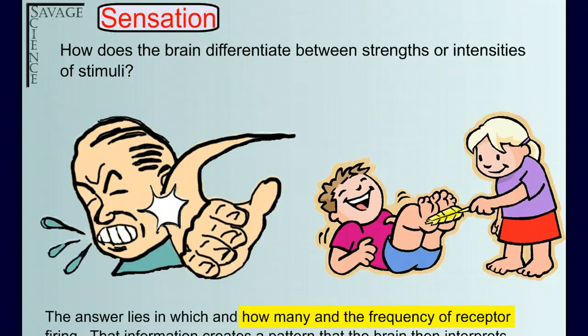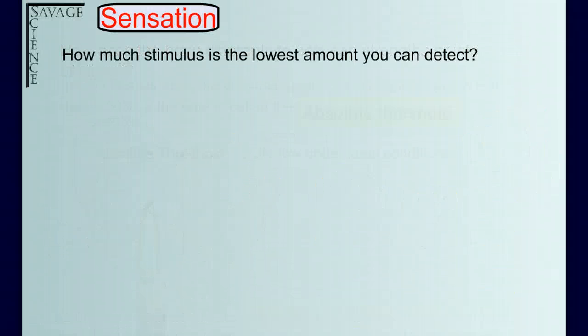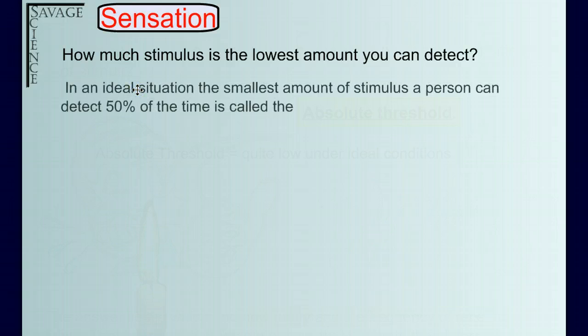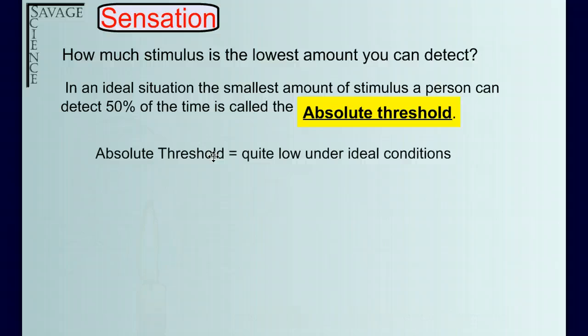So, what about the minimum amount of stimulus that we can detect? What's the lowest amount of sound or light you can see? In an ideal situation, the smallest amount of stimulus a person can detect 50% of the time is called the absolute threshold. The absolute threshold happens to be quite low under ideal conditions.